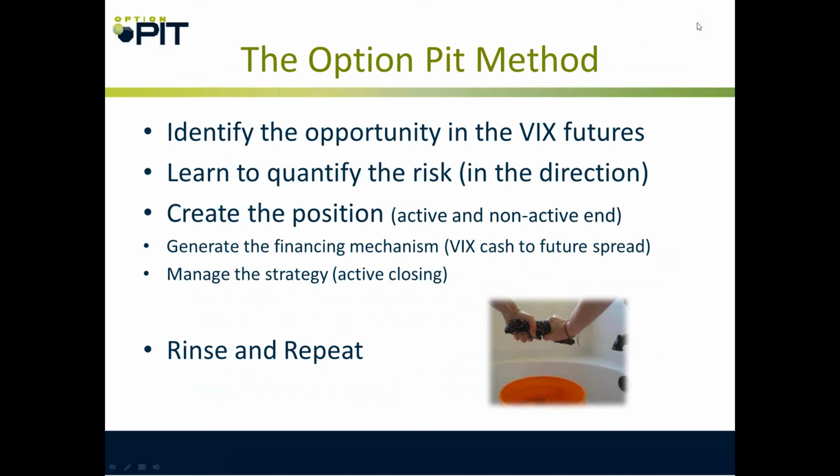Okay. We want to quantify whatever the risk is in the direction. We're going to try to create the position. When I say the active end, that's the side I want to make money on, and the non-active end is our hedge side. We're going to try to figure out a financing mechanism. So anytime you buy options, you're looking for a financing mechanism. Anytime you sell options, you're looking for an adjustment or exit mechanism. That's it. There's no other way around that.